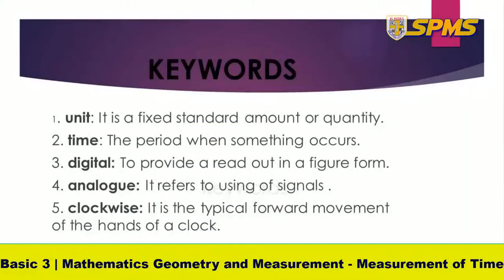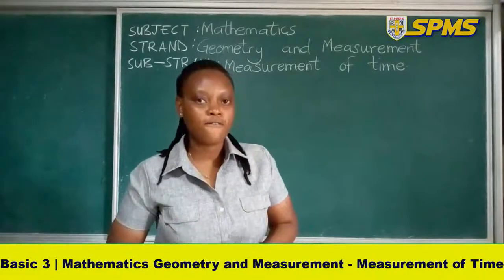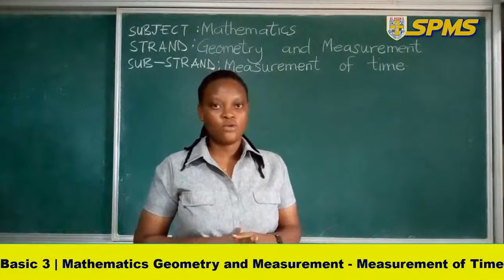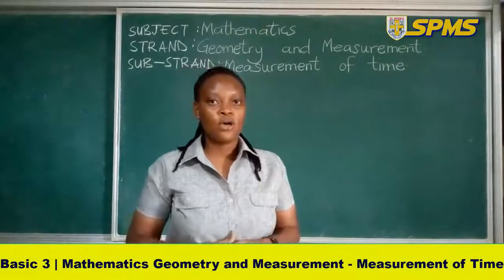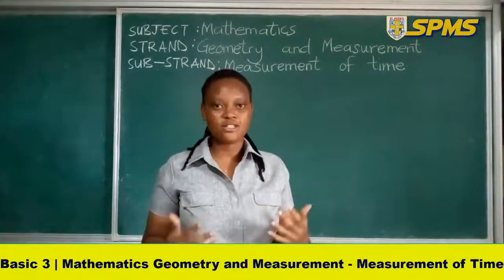Good. Our second keyword is digital. This provides a readout in a figure form. When we talk about digital, it provides a readout in a figure form. We know what figure means. In the number form. 0, 1, 2. So when I write 2 and then I write 30, you'll be able to read it out as you see.